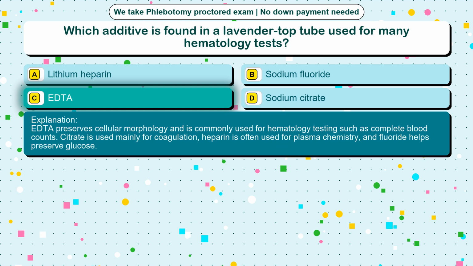EDTA preserves cellular morphology and is commonly used for hematology testing such as complete blood counts. Citrate is used mainly for coagulation, heparin is often used for plasma chemistry, and fluoride helps preserve glucose.